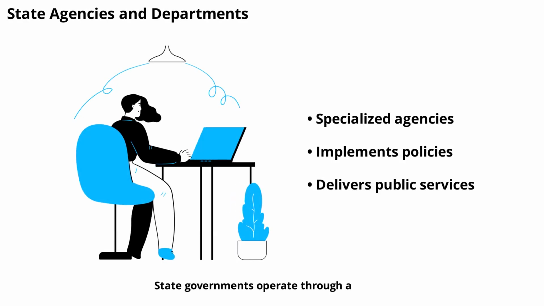State governments operate through a variety of agencies and departments, each focused on specific areas like transportation, health, or education. These agencies carry out the day-to-day work of government, implementing policies and delivering services to the public. By organizing government functions into specialized departments, states can operate more efficiently and effectively.